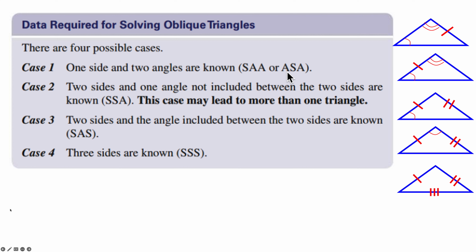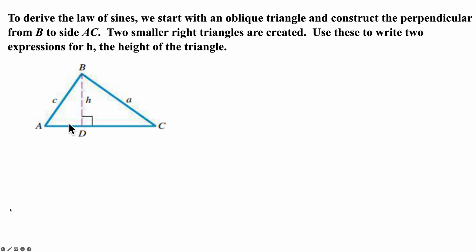So looking at case 1, let's go to this case here and work on how to develop that law of sines. So as it says, to derive the law of sines, we start with an oblique triangle and construct the perpendicular from B. And again, that perpendicular can come from B to AC or A to BC or C to BA. It doesn't matter. All right, so where that perpendicular comes down, we're going to call it D. So what that does is that gives me two right triangles, triangle ABD and right triangle CBD, where D, of course, is going to be our right angle.